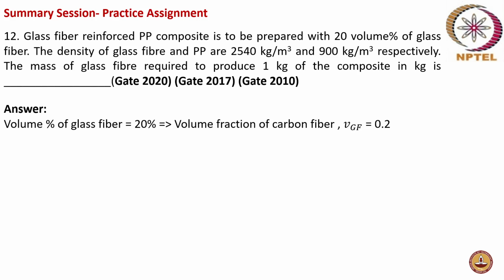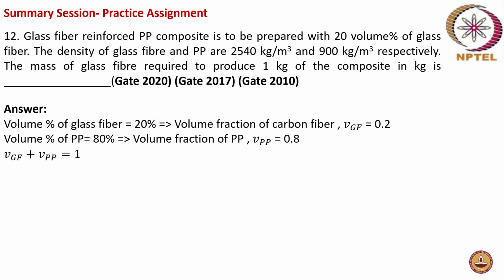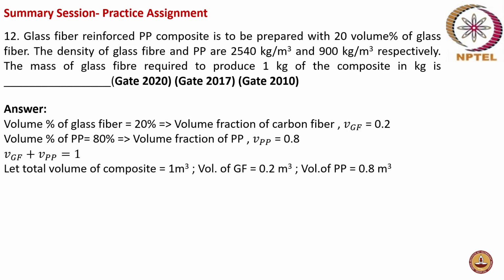So you have been given volume fraction of glass fiber 20%. That is nothing but 0.2. And then your PP will be 1 minus 0.2, that is 0.8, the volume fraction of polypropylene. So now you have the volume fractions. The addition of volume fractions will be 1. So you can assume the total volume of 1 meter cube.